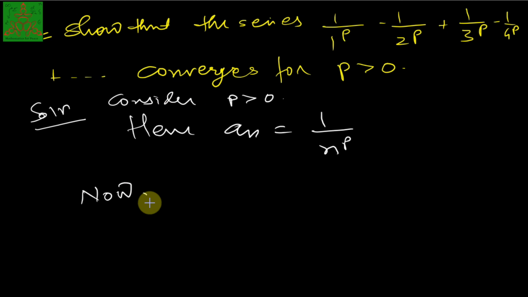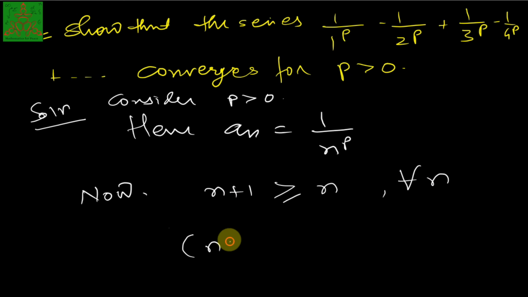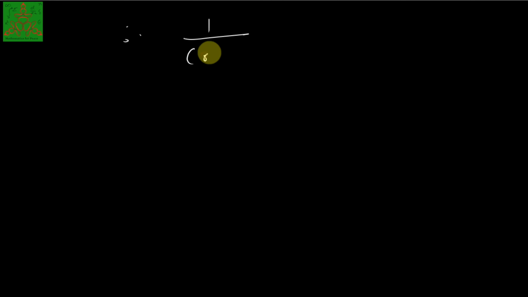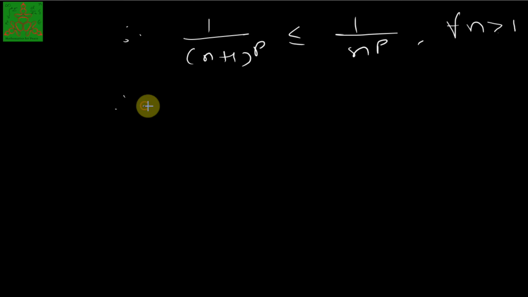Now you just observe that n plus 1 is always greater than or equal to n for every n. So (n plus 1) power p is also greater than or equal to n power p for every n, because p is positive. And if I take the reciprocal, we have 1 upon (n plus 1) power p is less than or equal to 1 upon n power p for every n which is greater than or equal to 1. So therefore a_(n plus 1) is less than or equal to a_n for every n.